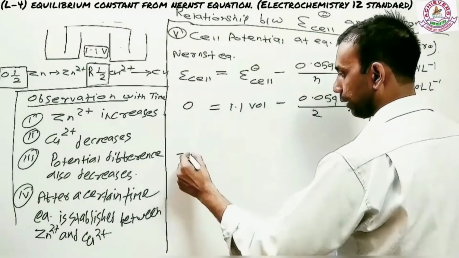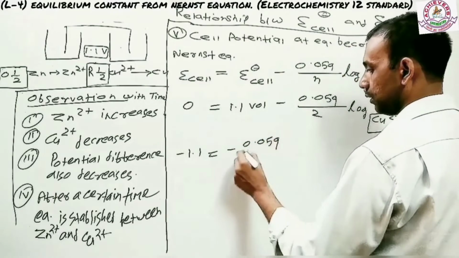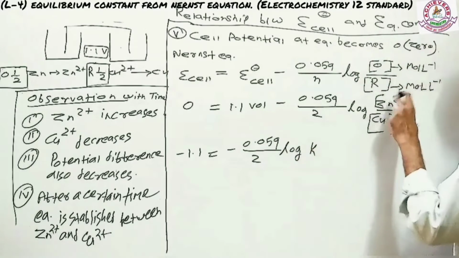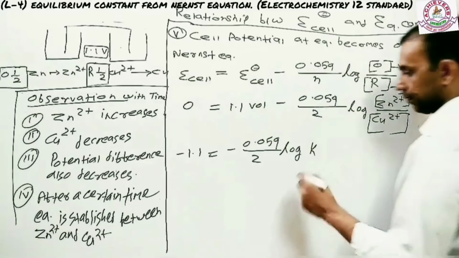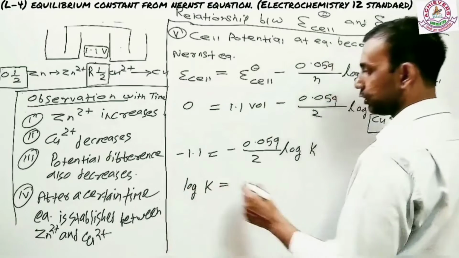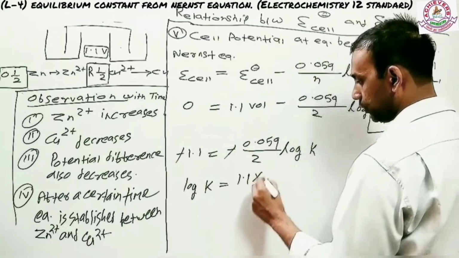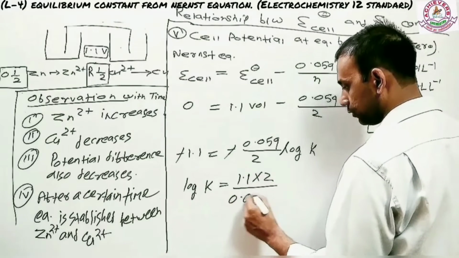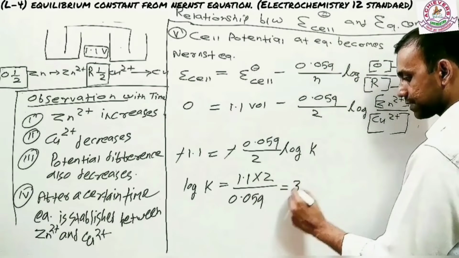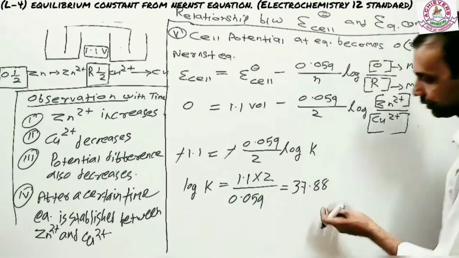Take this to the left side, so this becomes minus 1.1 is equal to minus 0.059 divided by 2, and this becomes log K, because at equilibrium the ratio becomes the equilibrium constant K here. Now finally, what is log K going to be? Minus minus is cancelled here, so it is going to be 1.1 into 2 divided by 0.059. I remember this comes out to be 37.88, because I've been doing this for so many years.